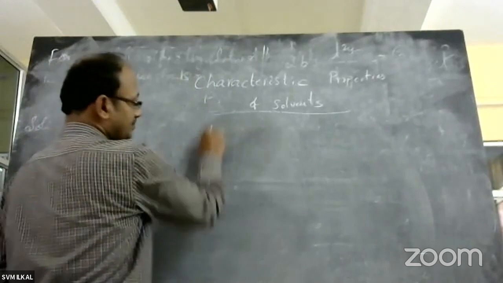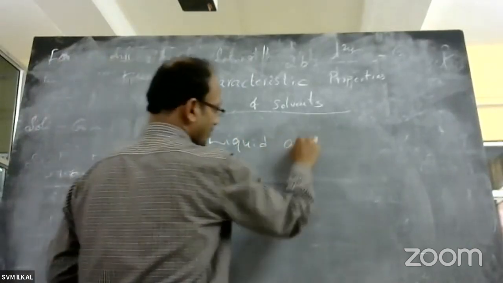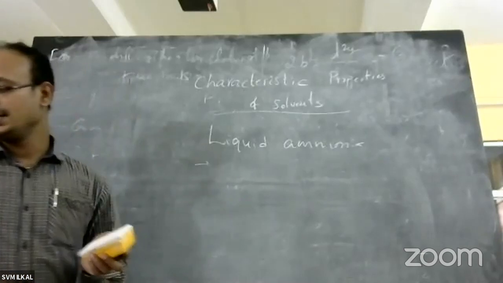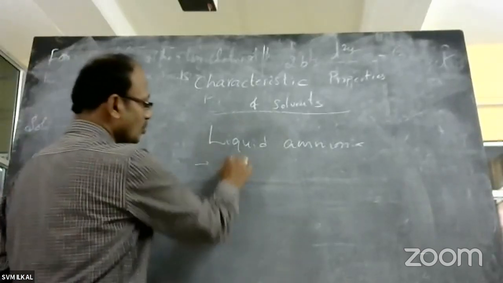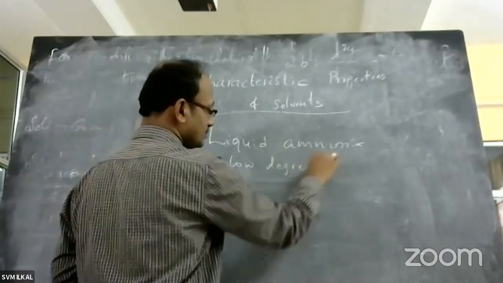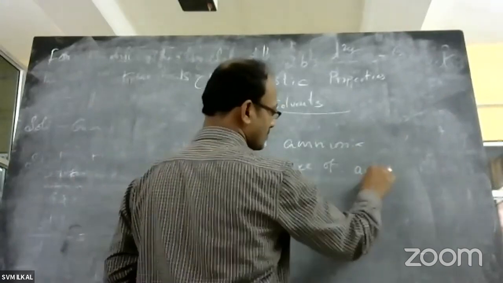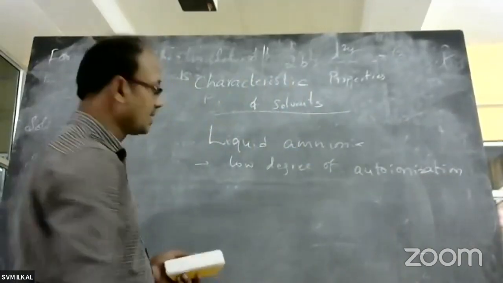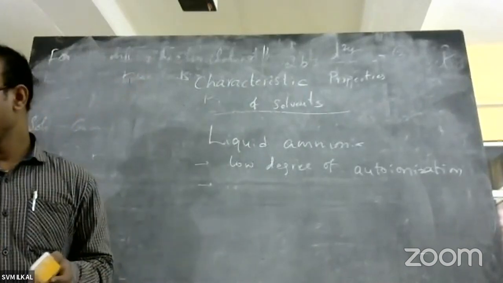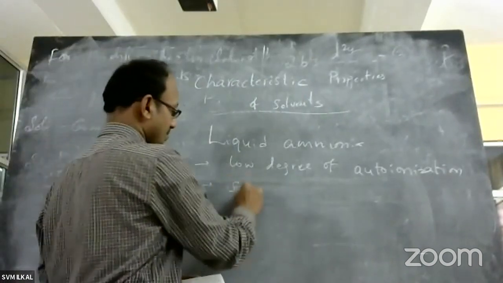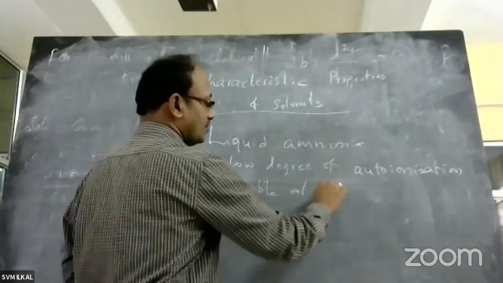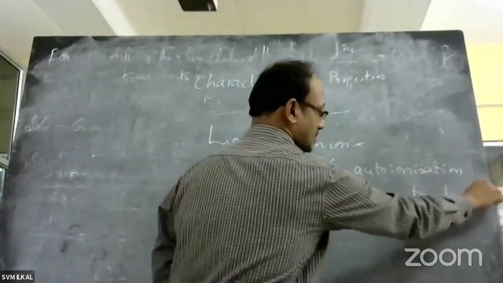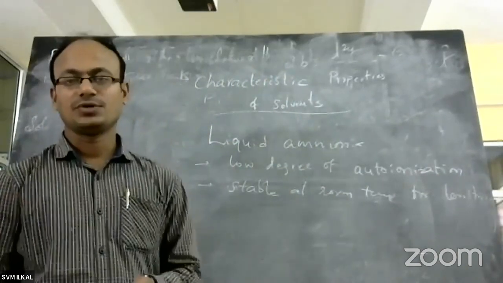If we talk about liquid ammonia, the key points are: it has a low degree of ionization, and it is very stable at room temperature for a longer time. So this is the characteristic nature of liquid ammonia.